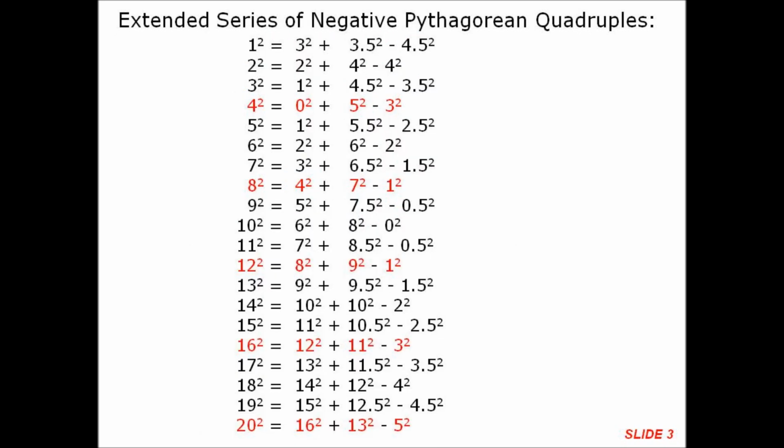This slide shows the extended series of negative Pythagorean quadruples from 1 squared to 20 squared. The quadruples already known are still in red, and the new deduced quadruples are in black. Ignoring the exponent and considering only the integers in the quadruples, the rules of formation are simply: 1. The two largest terms have a difference of 4 for quadruples greater than 3 squared. 2. For any pair of largest terms, the two smaller terms are given by 1/4 the sum of the two terms plus and minus 4.